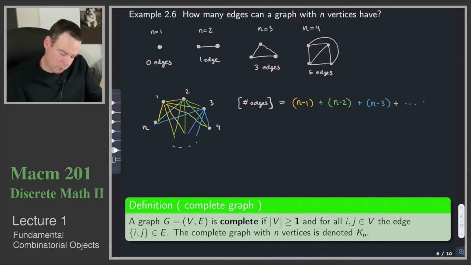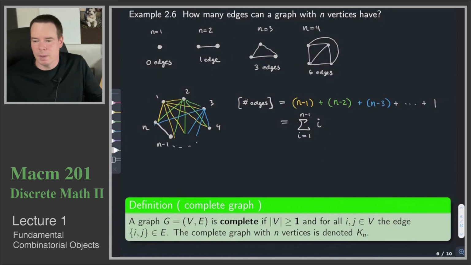And we can keep going until eventually we get to vertex n, which has already exhausted all of the edges it can connect to. The one before it has n minus 1 connecting to n, and then there were all those that went before it. So the number of edges is n minus 1 plus n minus 2 plus n minus 3 all the way down to 1. That's the sum as i goes from 1 to n minus 1 of i, if we want to use sigma notation.